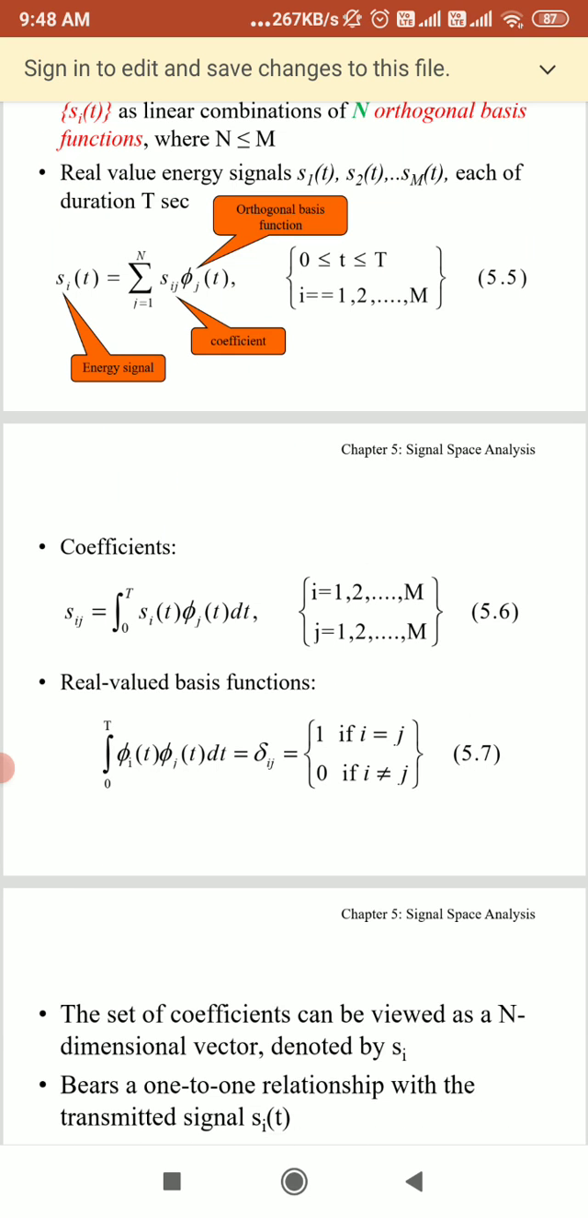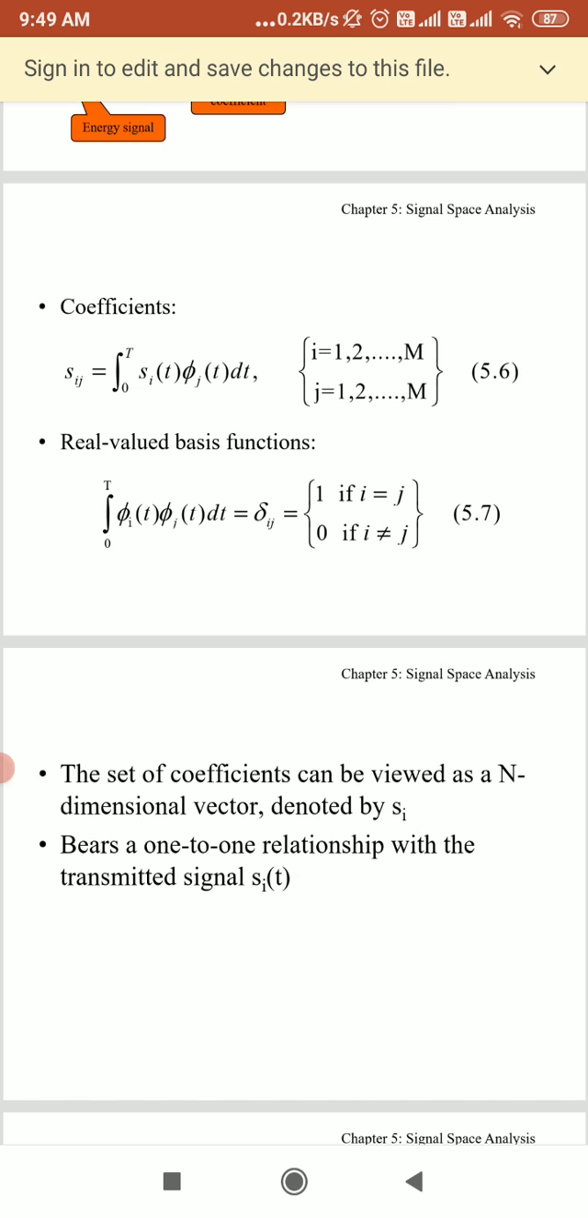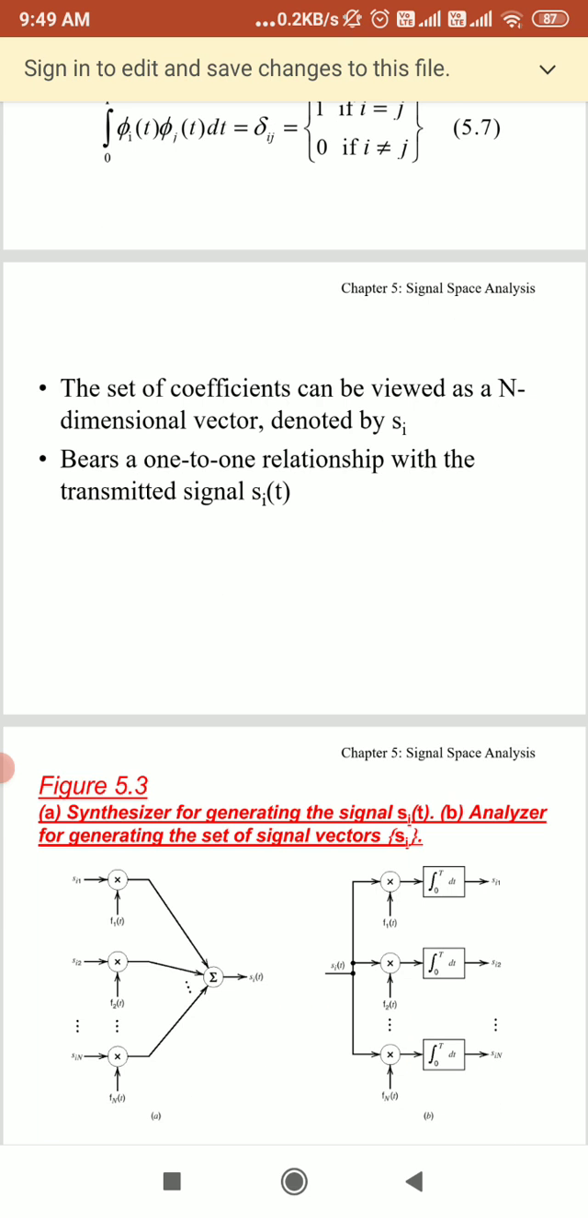The scalar coefficient Sij is equal to the integral from 0 to t of Si of t phi j of t dt. For the real valued basis functions, the integral from 0 to t of phi i of t phi j of t dt equals 1 if i equals j, and equals 0 if i is not equal to j. The set of coefficients can be viewed as an n dimensional vector, denoted Si, bearing a one to one relationship with the transmitted signal Si of t.